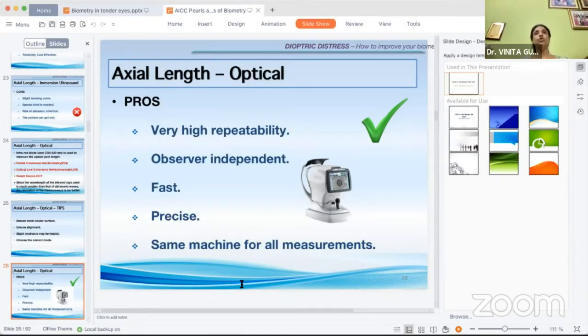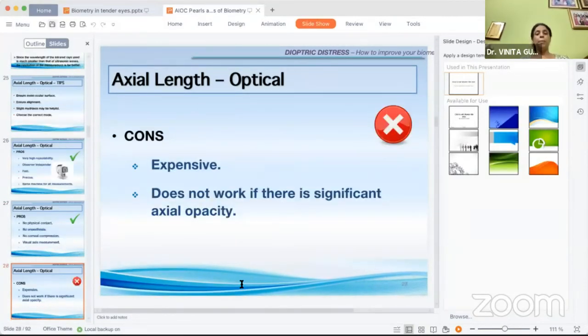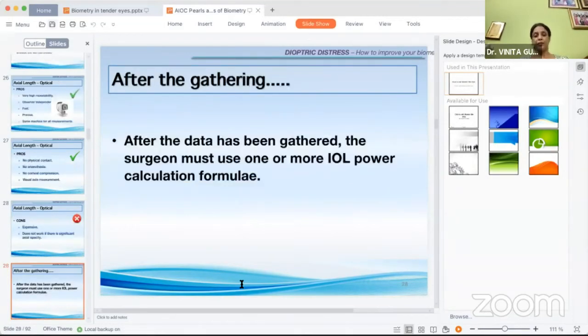the same machine can do multiple measurements of multiple parameters. There's no physical contact, no anesthesia is required, there's no corneal compression, and you're measuring along the visual axis. But the disadvantage, obviously, is that it is a little bit more expensive as compared to your ultrasonic machine, and does not work if there is a significant posterior polar or posterior subcapsular cataract.